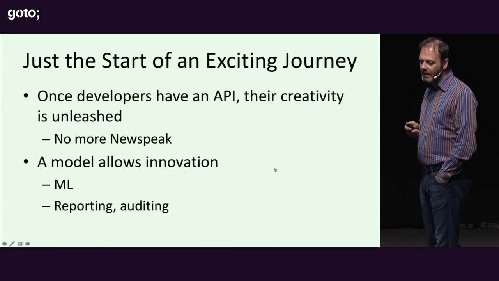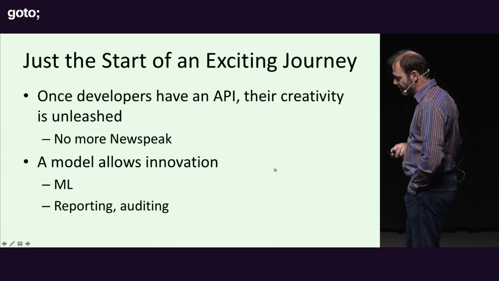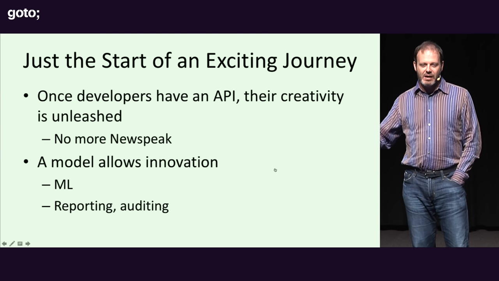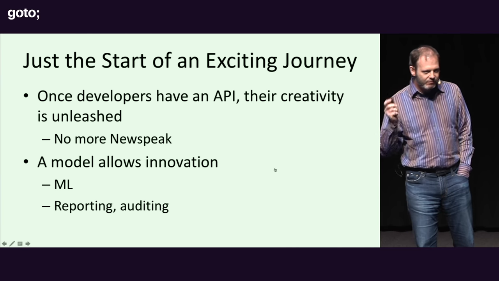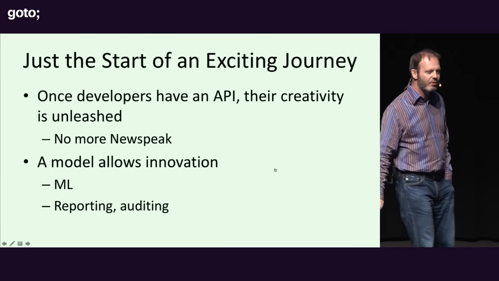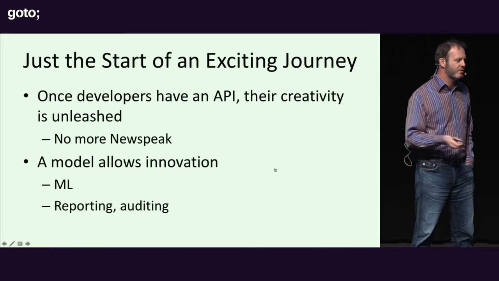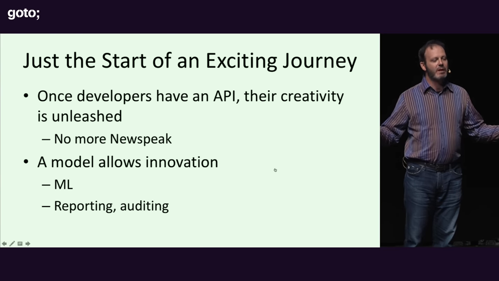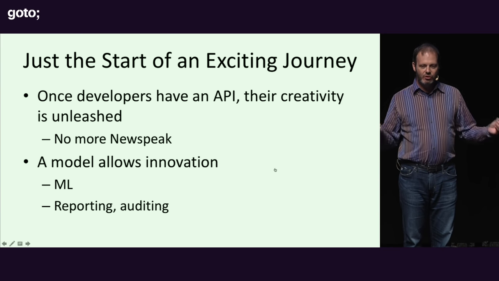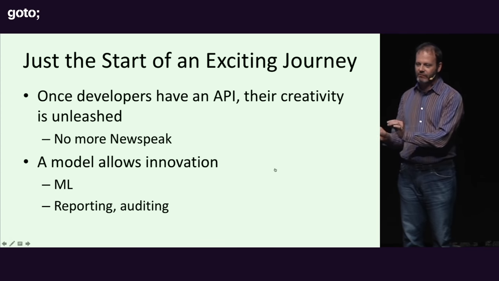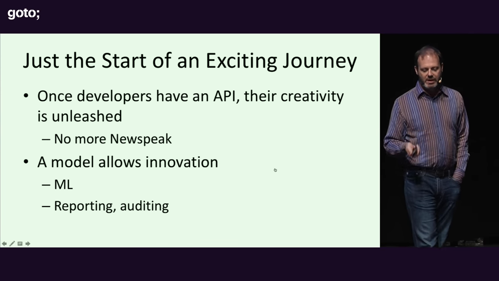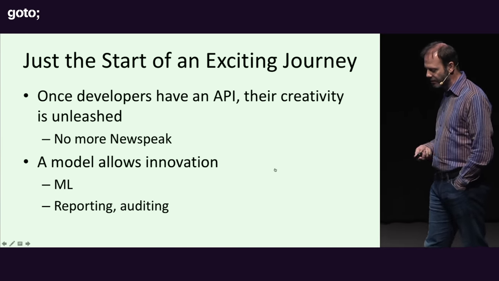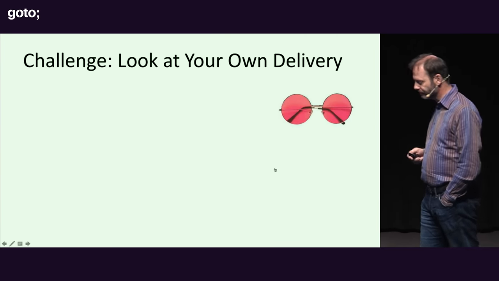I think this is the start of an exciting journey, because, as I said, it's not just about trying to fix the present problems. It's about unleashing developer creativity. If we think of delivery as something we can approach through code, something that we can bring all the learnings that we have from Turing, Hopper, Dijkstra, all of these amazing people who have contributed to where we are today, if we can bring all of that and focus it on this problem, we can do something pretty amazing. We can do better than Newspeak. And I think this can be a basis for further innovation.